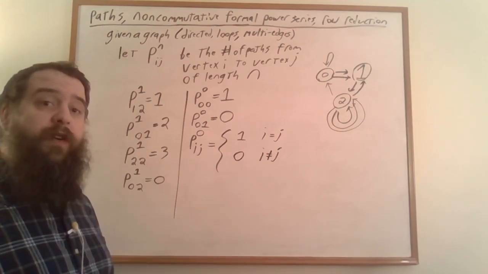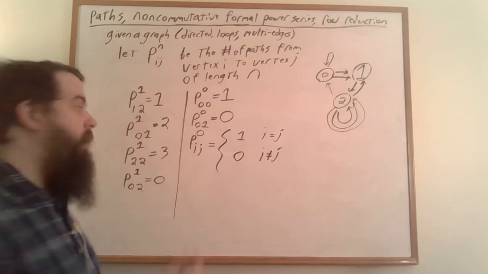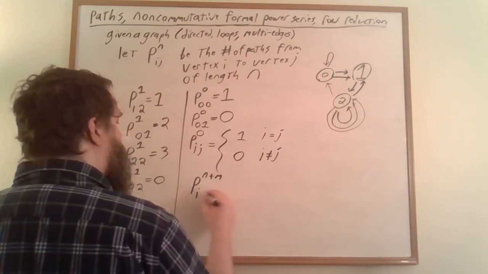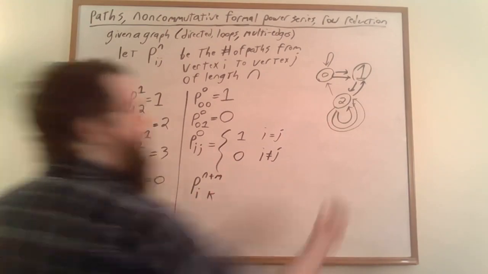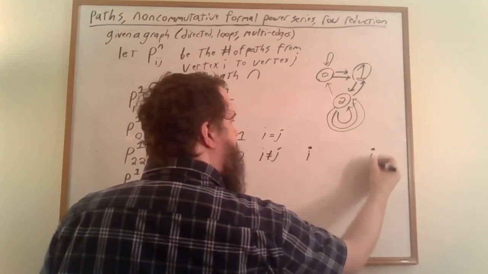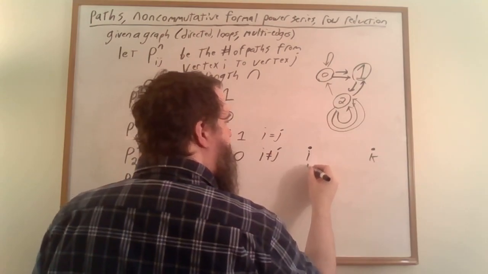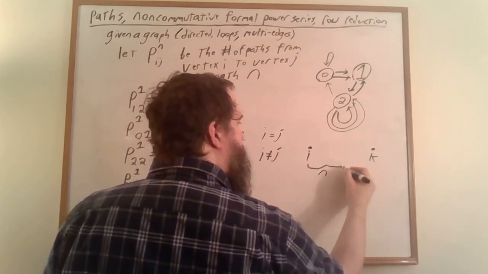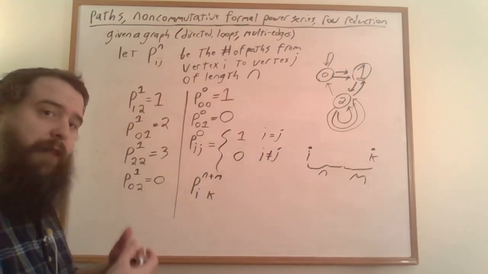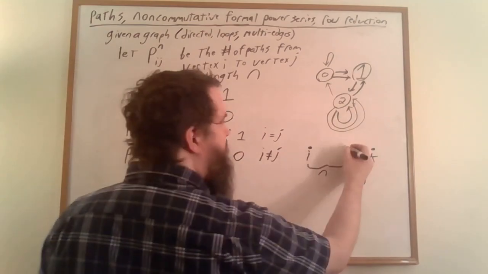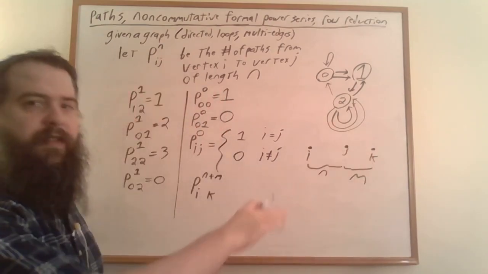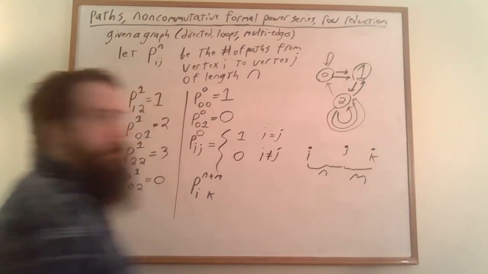There's a very important recursive formula that these values satisfy. Suppose that we're interested in counting the number of paths of length n plus m from vertex i to vertex k. So we're interested in a path from vertex i to vertex k, and we're interested in this path being of length n plus m. Now, let's say that after n moves along this path, we wind up at vertex j. And let's just count the number of paths that wind up at vertex j at this particular point.